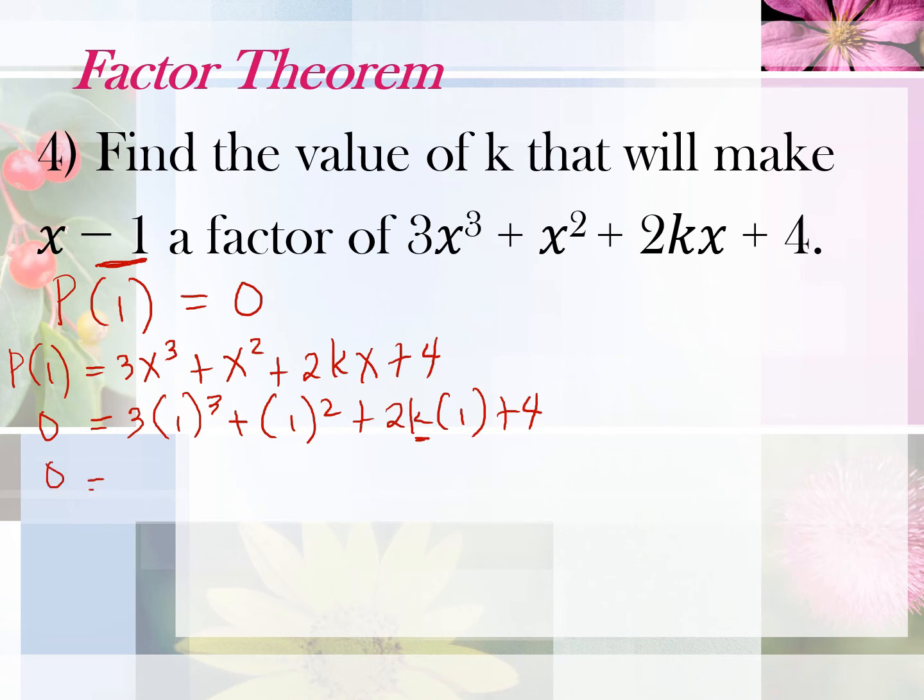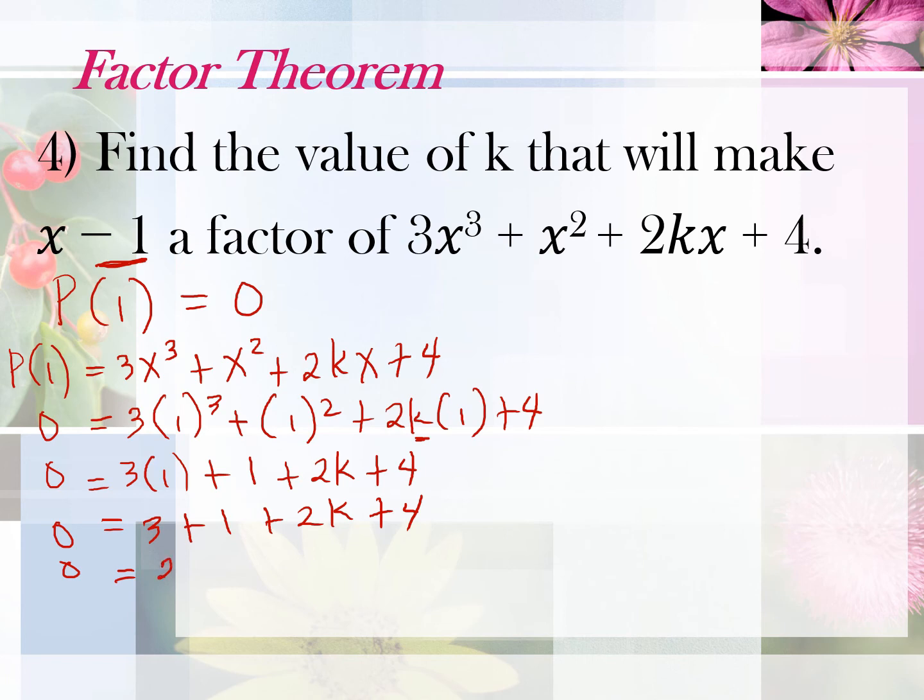Simplify. So, copy 0. Tapos, 1 raised to 3 ay 1. So, times 1 siya. 1 raised to 2 ay 1. Then, 2k times 1 is 2k plus 4. Then, 3 times 1 is 3. Bring down yung 1 plus 2k plus 4. Add natin lahat yung constant. So, 3 plus 1 is 4 plus 4 ay 8. Then, copy yung 2k. Unahin natin siya plus 8.